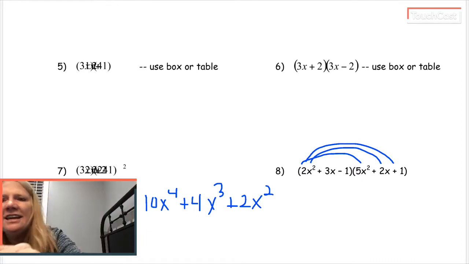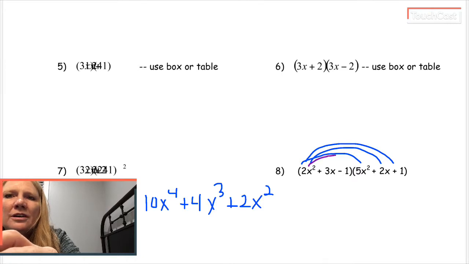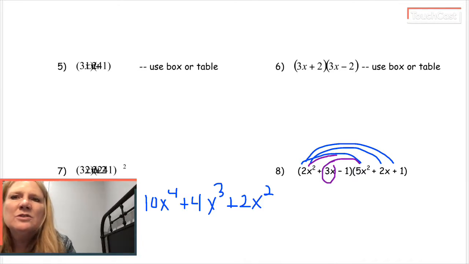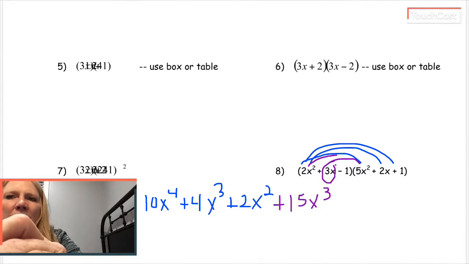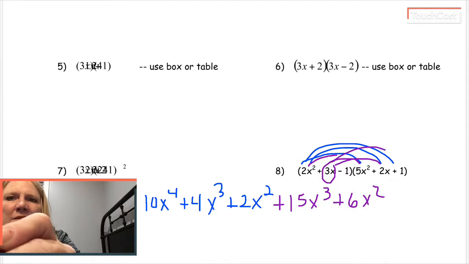Now, luckily I can change colors, which will help see it a little differently, because I've also got to multiply the middle term here, the 3x, times everything. So 3x times 5x squared is going to be plus 15x to the power of 3. The 3x times the 2x is plus 6x squared. And then the 3x times the 1 is plus 3x.